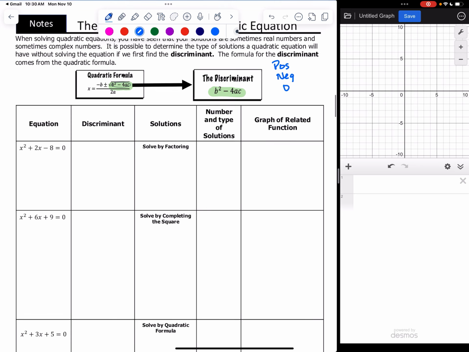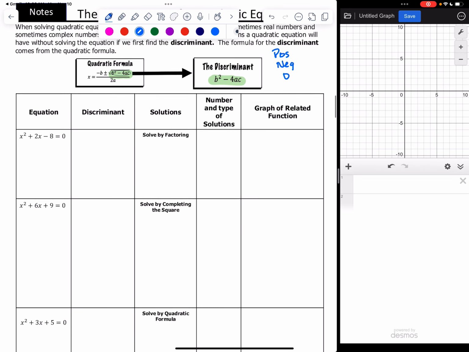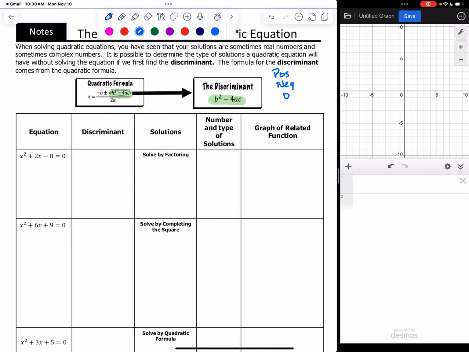So in problem 1, we have x squared plus 2x minus 8. In order to calculate the discriminant, we need to know the value of a, the value of b, and the value of c. So our a value is 1, our b value is 2, our c value is negative 8. When you calculate the discriminant, you write down the formula, which is b squared minus 4 times a times c, then replace all of your variables with parentheses, and then plug in your values. So b is 2, a is 1, c is negative 8.